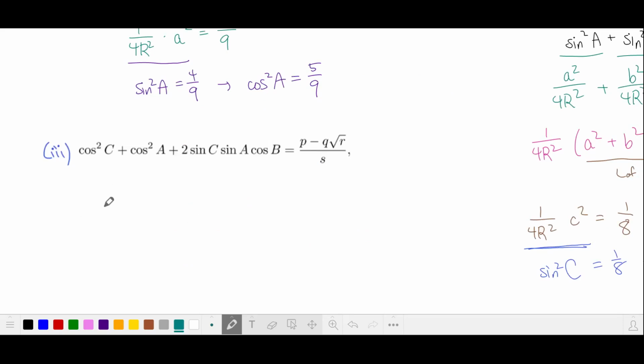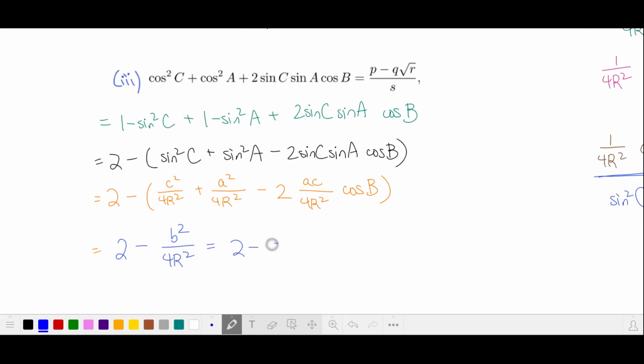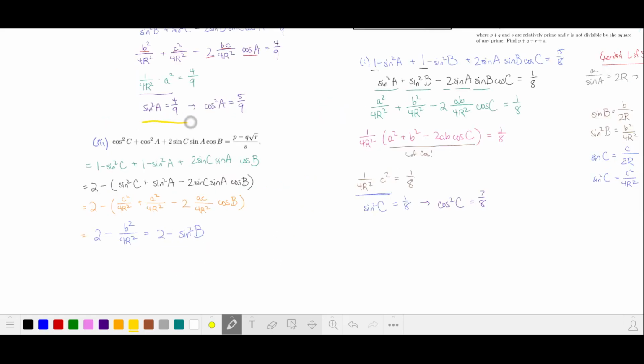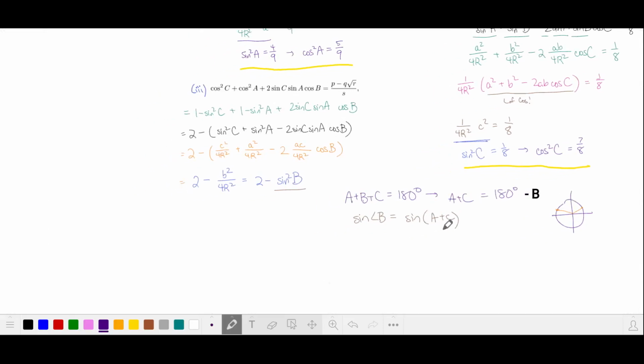Let's see what we can do with the third equation. We'll proceed as before. I'll pull out the 2 and do our law of sines substitution. So this is 2 minus b squared over 4r squared, which is the sine squared of B. We don't have information right now about angle B in our triangle, but one thing to note is that our angle sum for this triangle is 180 degrees. So A plus C and angle B are supplementary, so they have the same sine. So I'll replace this sine of B with this angle sum.